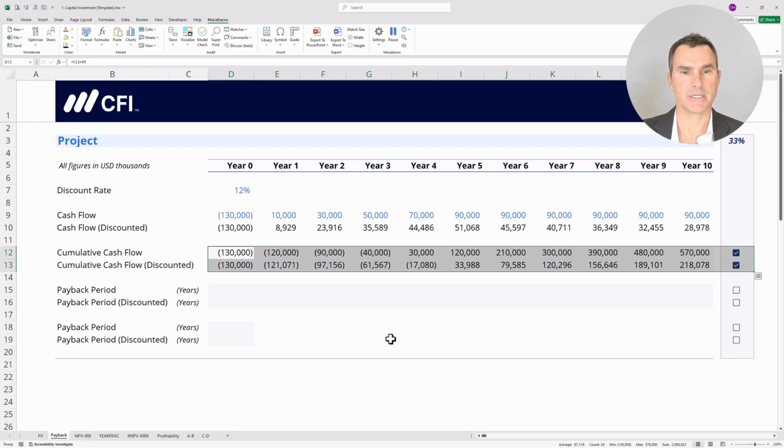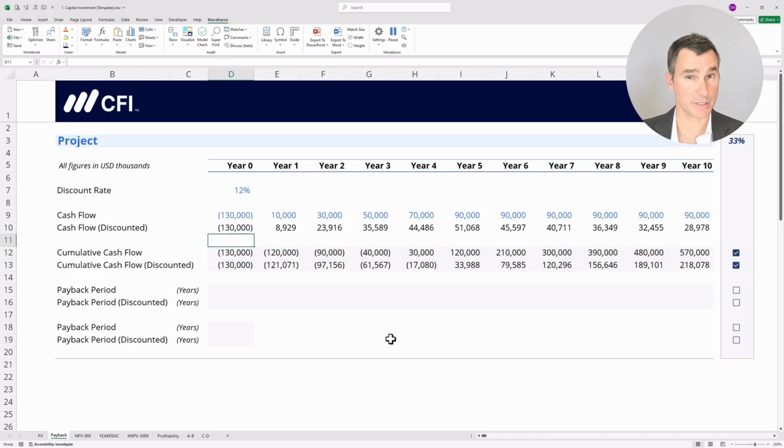So next up, we need to identify the place where the cash flows, or the cumulative cash flows, flip from negative to positive. So you can see that they're negative here, but then right in between year 3 and 4, they flip to positive.